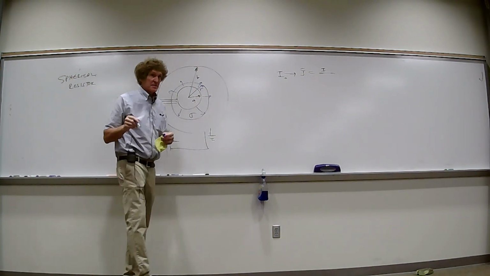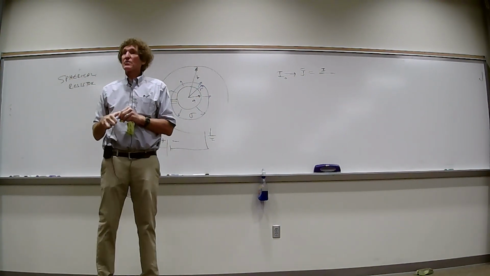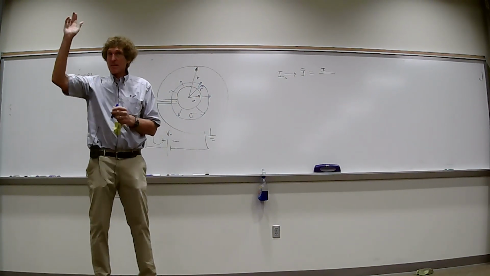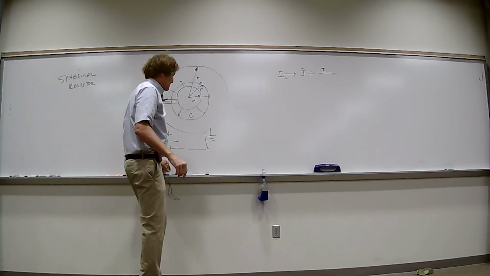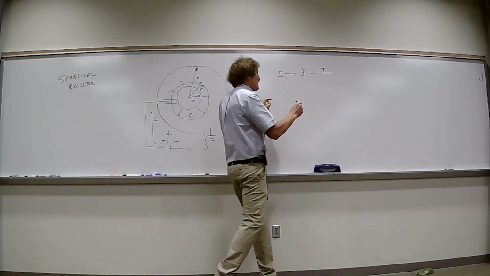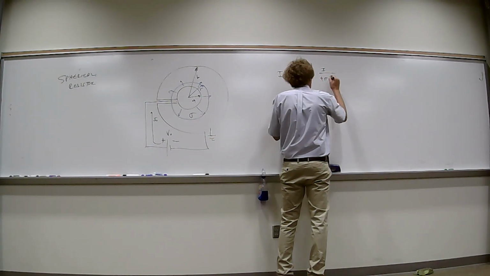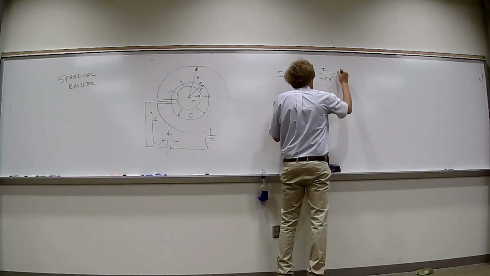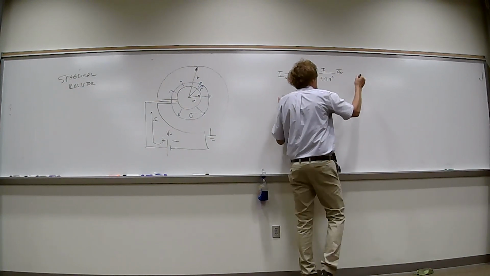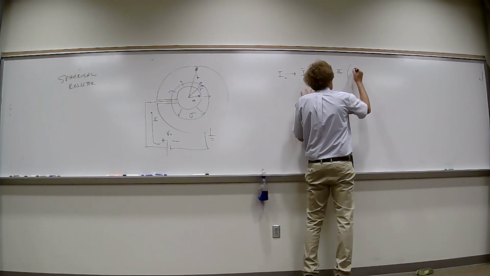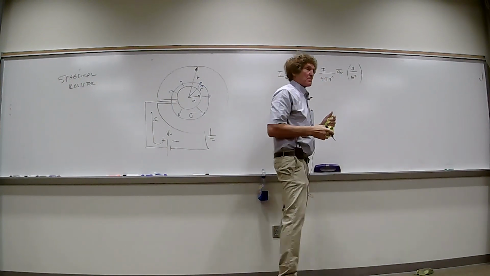Remember, we're in spherical coordinates. To get this, we take I and divide it by the surface area of a sphere, which is 4 pi r squared, and it's in the a_r direction. Again, units of current density are amps per meter squared.